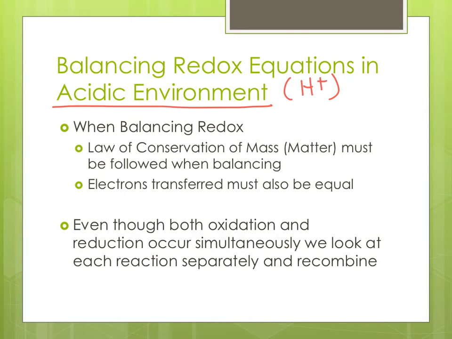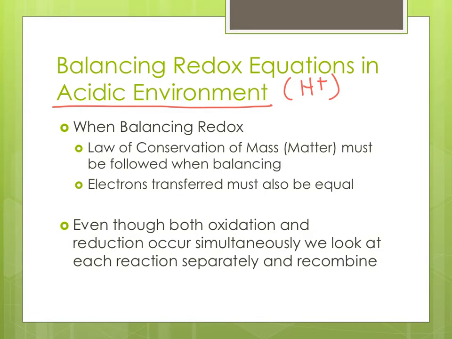So when balancing redox, you have to pay attention to the law of conservation of mass and matter, which means that we have to balance the number of atoms we have on both sides of our arrow. And the electrons transferred must also be equal. So if you're losing 3 electrons in your oxidation reaction, you better be gaining 3 in reduction because you need to make sure that those are equal. So even though both oxidation and reduction happen simultaneously, the way in which you solve these is that you look at them each in half reactions and then we recombine them.